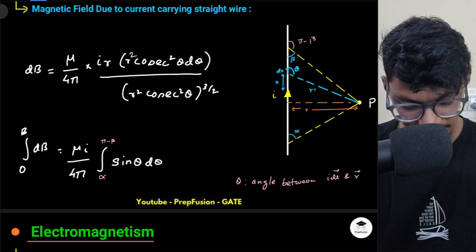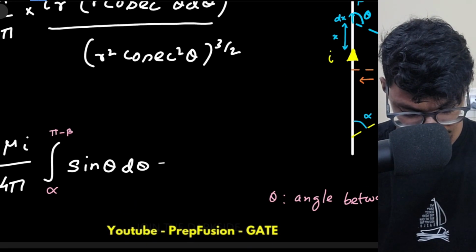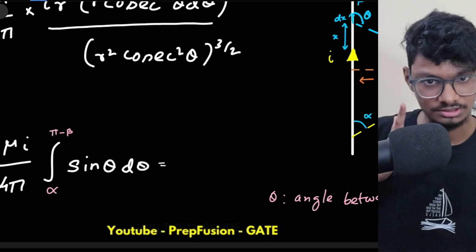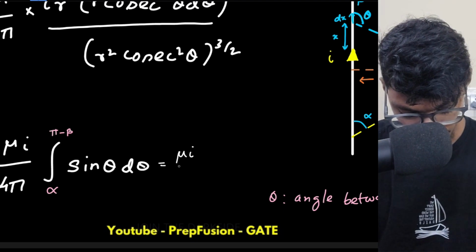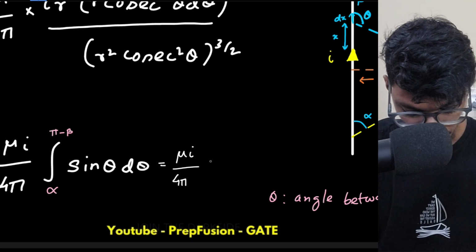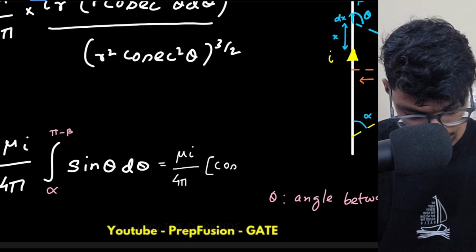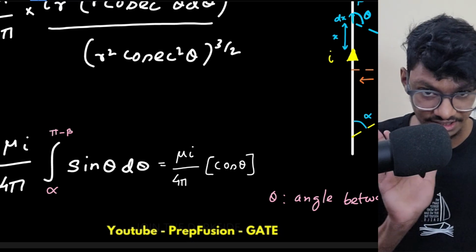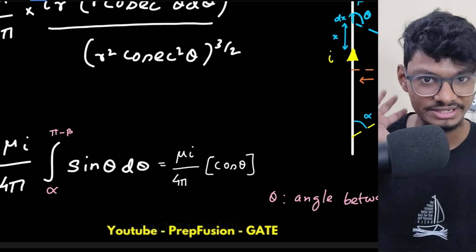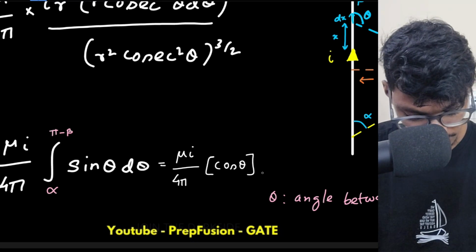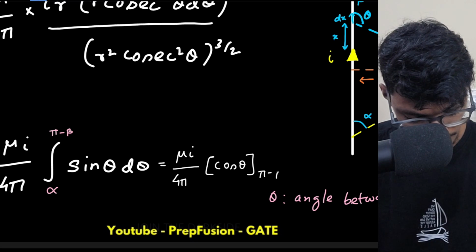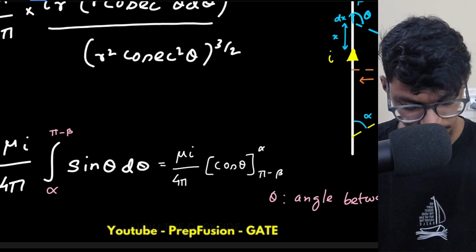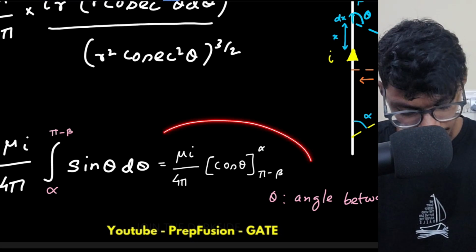And what is the integration of sine theta? The integration of sine theta is simply minus of cos theta. I will flip the limits then. So this will be mu I by 4 pi cos theta. Limits will be flipped because I am taking the negative sign inside. I will not teach you basic integration. This much you know. So this will be pi minus beta to alpha.